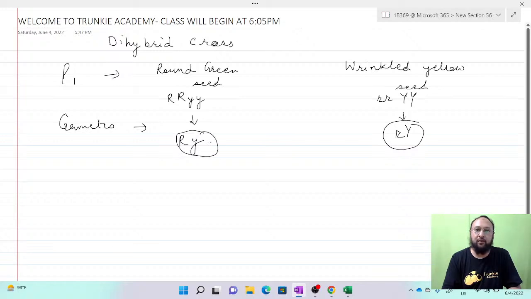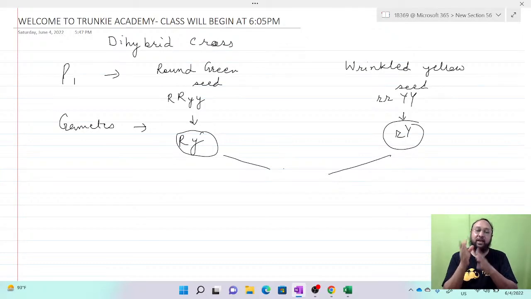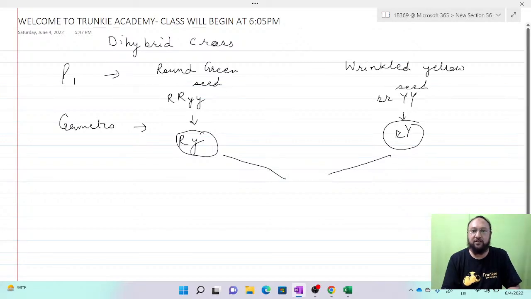So these were the types of gametes formed. When these were crossed, try to understand this. He crossed the round, that is the dominant, with green, the recessive, so round green, and the wrinkled yellow, where wrinkled was the recessive and yellow was the dominant. In the first filial generation, the F1 generation, he got RrYy, which means round yellow, round yellow.